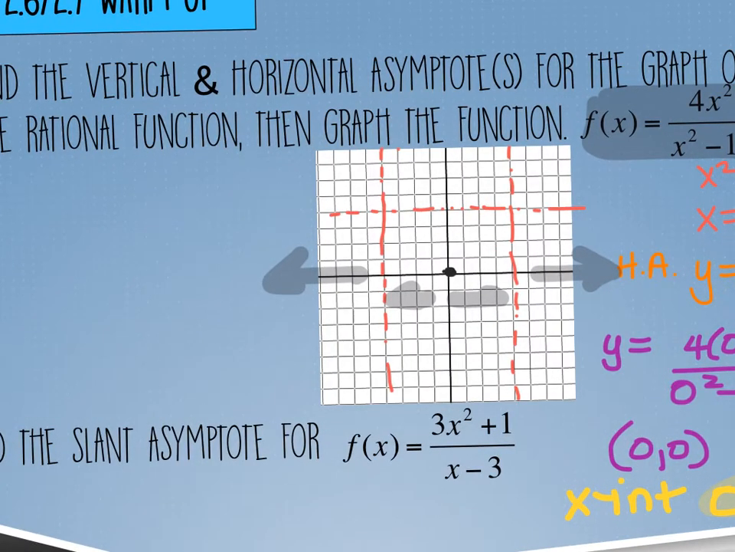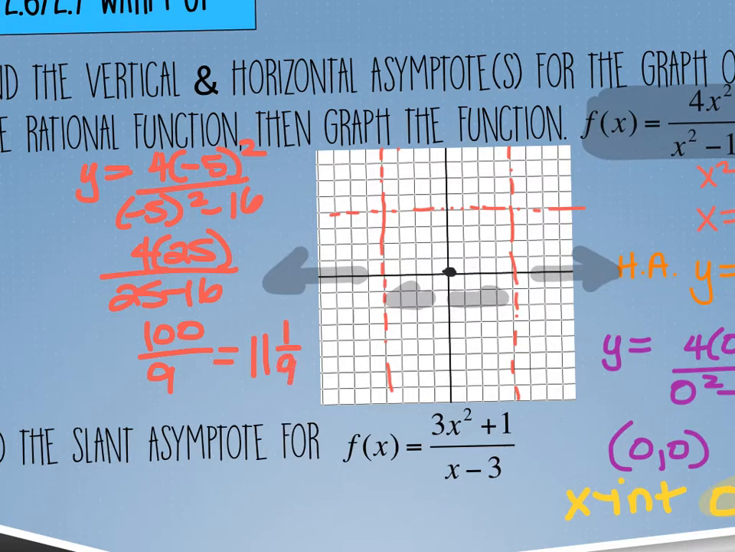So let's say I plug in -5. I would get y equals 4 times (-5) squared over (-5) squared minus 16. 4 times 25 over 25 minus 16, 100, 16, thank you. My graph thing is cut off because I zoomed in too far. Okay, 4 times 25 over 25 minus 16. And I get 100 over 9, which is 11 1/9, which is definitely above my asymptote.